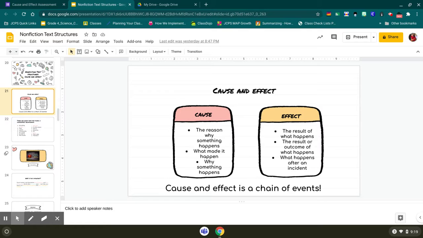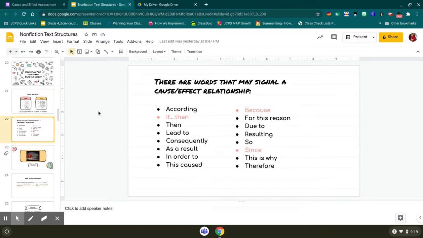And we said that cause and effect is a chain of events. You cannot have an effect without a cause, and you can't have a cause without an effect. We talked about that there are some words that might signal a cause and effect relationship, but these don't always mean that our text has a cause and effect relationship. So you have to continue reading when you see these words to double check and make sure. So some of our most used words would be if then, because, and since.